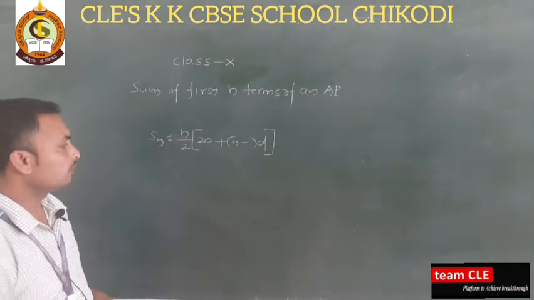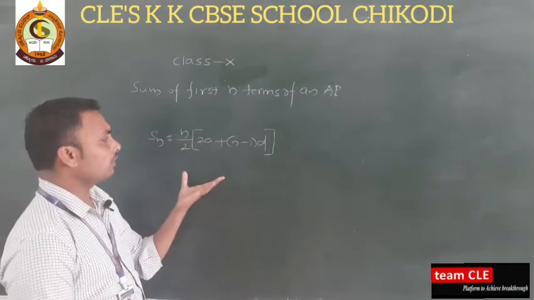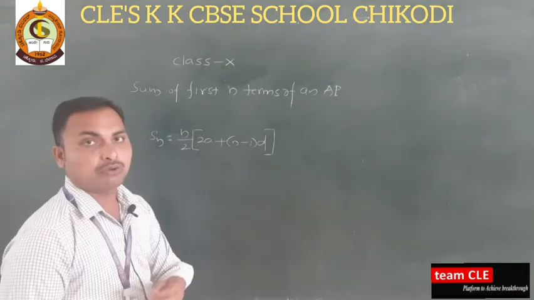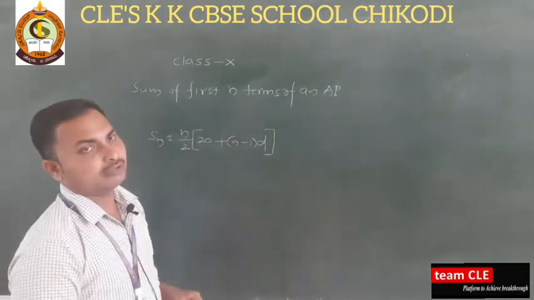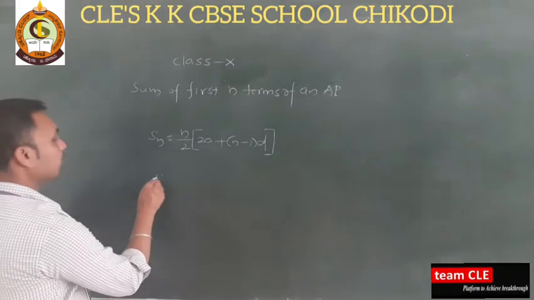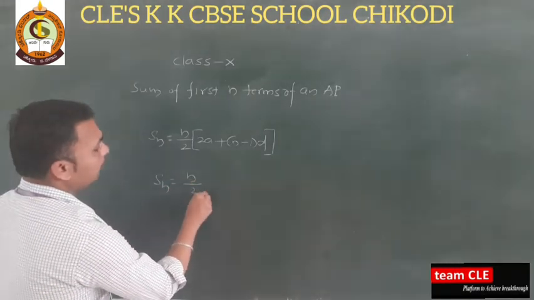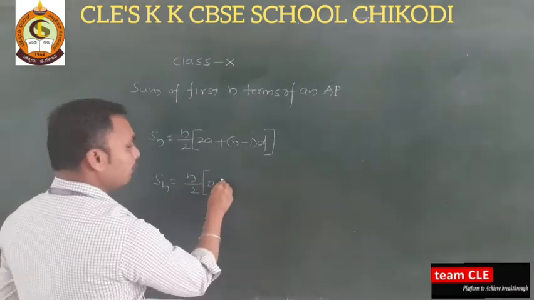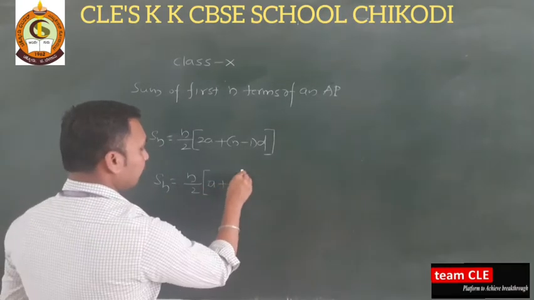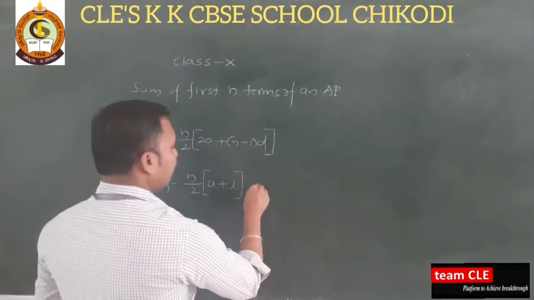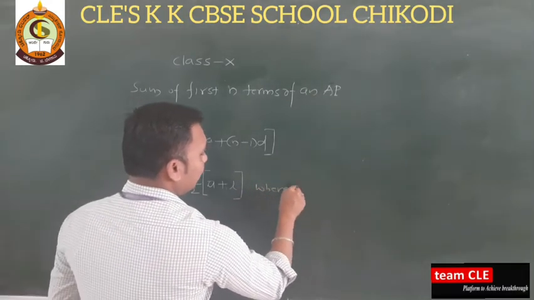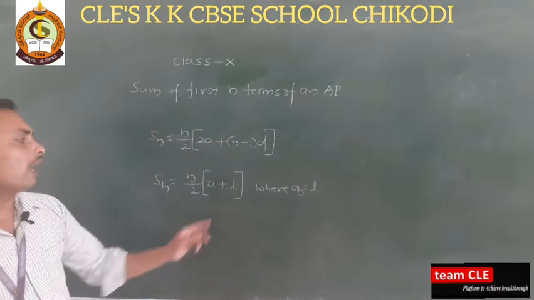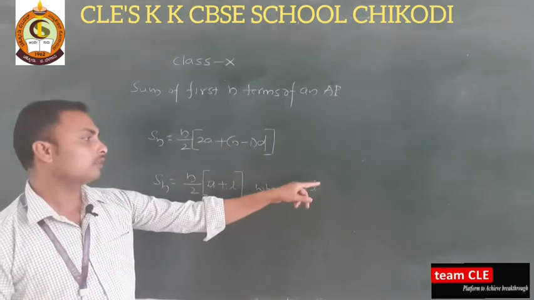Suppose they are given an AP and they tell you to find the sum of this, you can use this formula. If you have the first term and the last term, to calculate the sum you can use this formula: Sn is equal to n by 2 into bracket of a plus l, where a_n is equal to l. That means l indicates the last term of that AP.